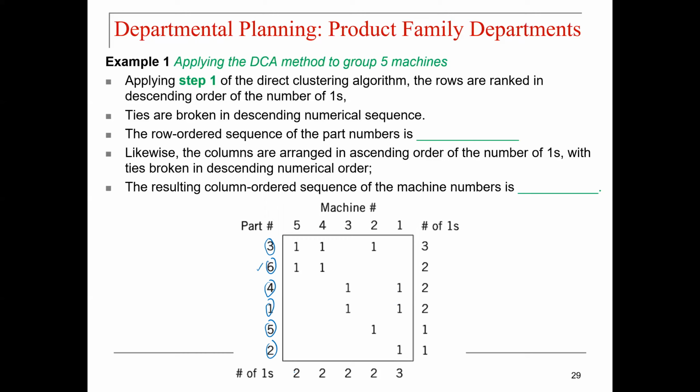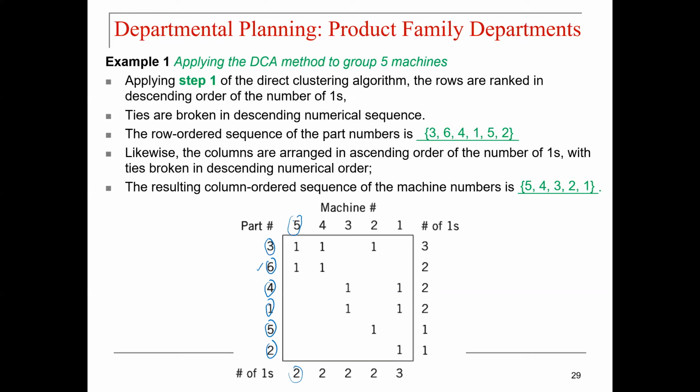And then for the columns, the same thing. We start with the 2. Now we want to order the columns in ascending order. So we break the tie with the highest value. So ties are broken in descending numerical sequence. The row order sequence of the part numbers is 3, 6, 4, 1, 5, 2. Likewise, the columns are arranged in ascending order of the number of ones, with ties broken in descending numerical order.